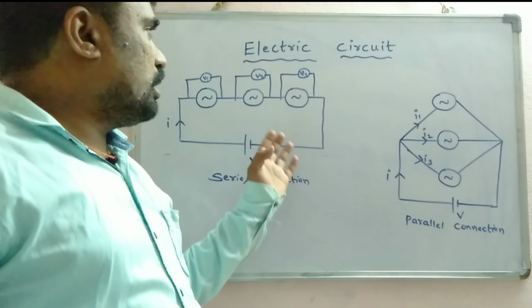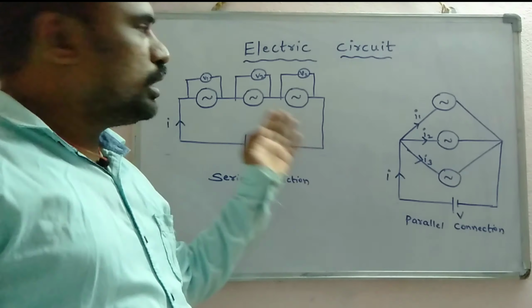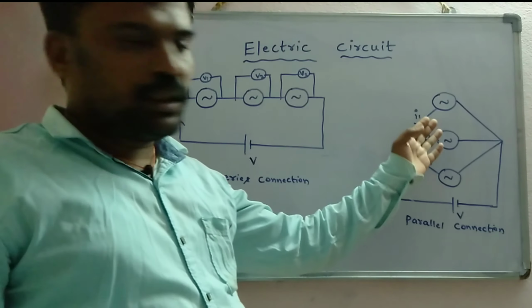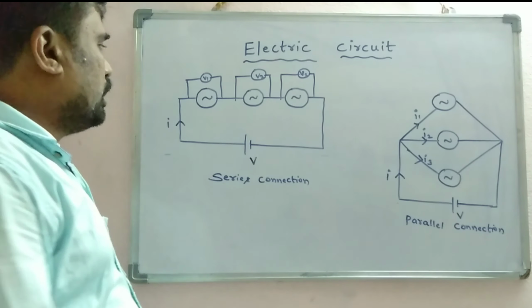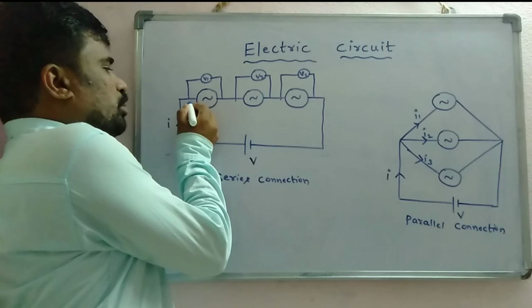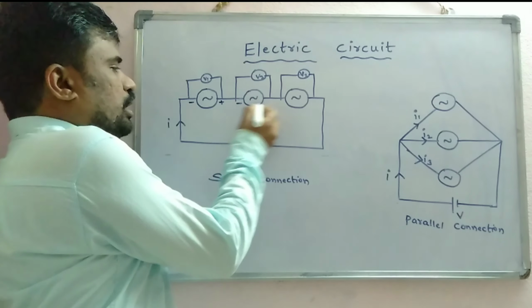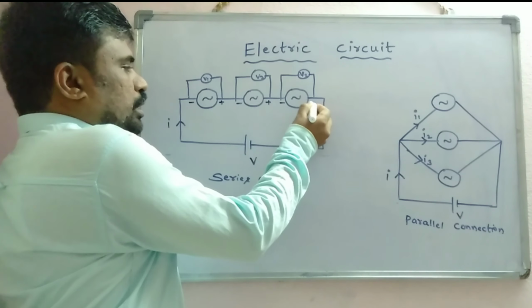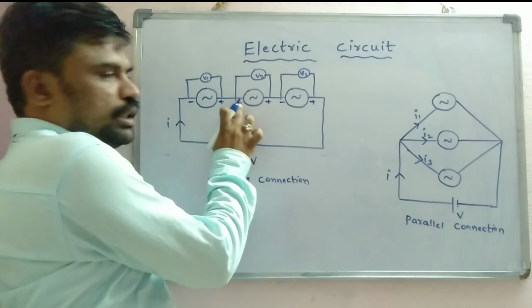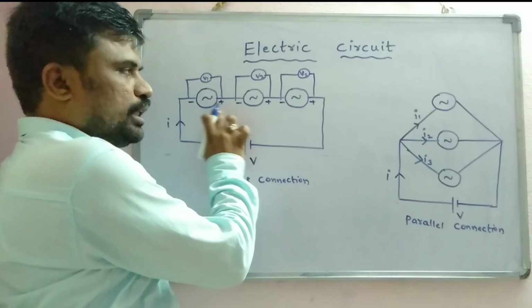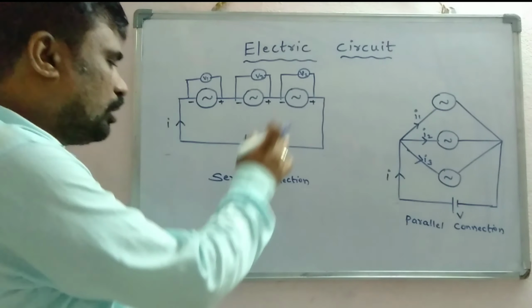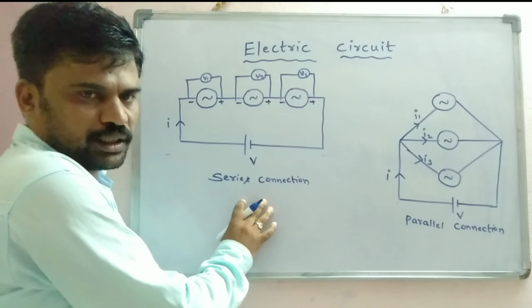Okay. Now let us learn how to connect the bulbs in series and how to connect bulbs in parallel. So look at this diagram carefully. Here how the bulbs are connected. Observe carefully. The positive terminal is connected to negative terminal. Positive terminal is connected to negative terminal. If I connect the bulbs in this manner, we call this type of connection a series connection.